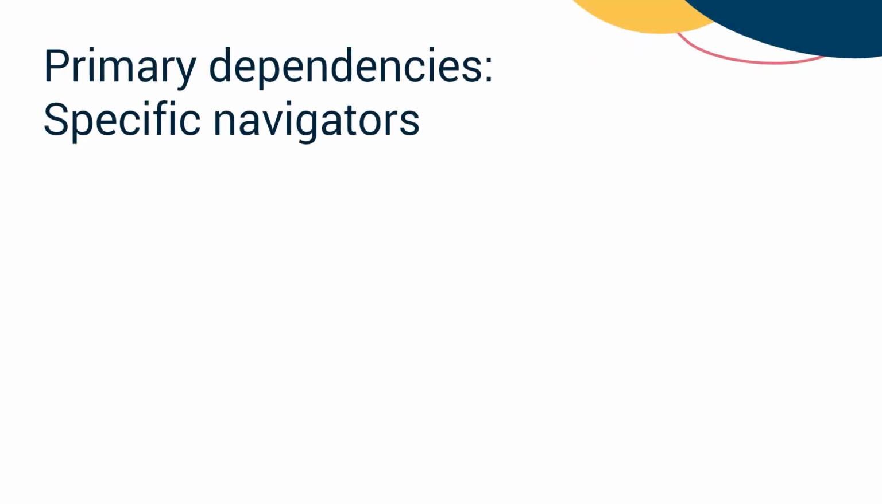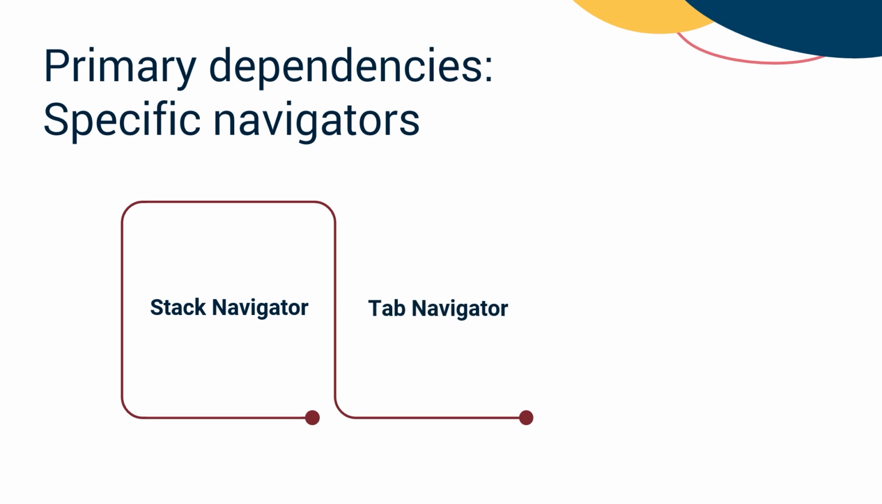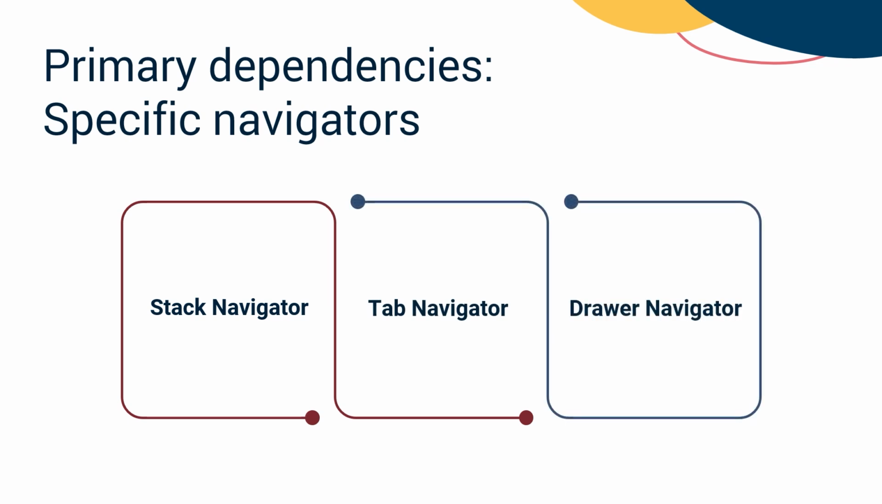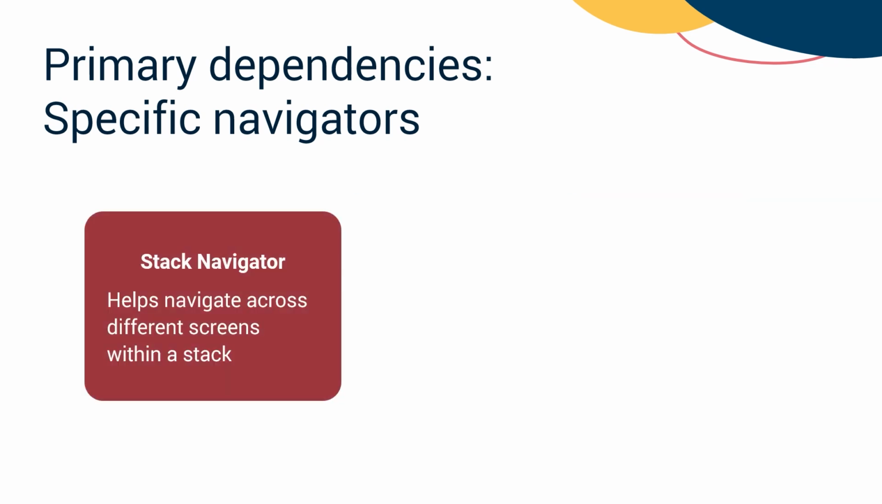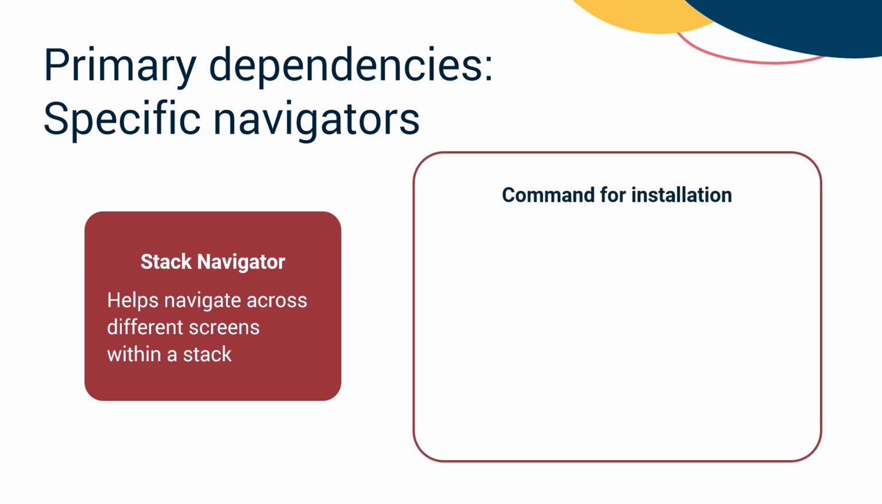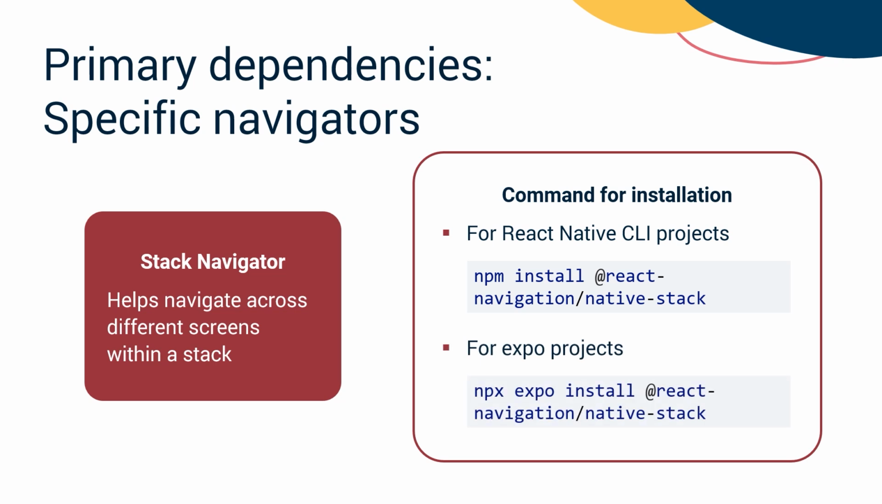Another primary dependency is installing specific navigators for an application that depends on the user's navigation pattern. The most used navigators are Stack Navigator, Tab Navigator, and Drawer Navigator. You need to install Stack Navigator to navigate across different screens within a stack. The screen displays the commands for installing Stack Navigator for React Native CLI and Expo projects.